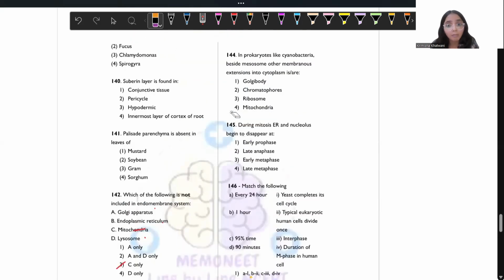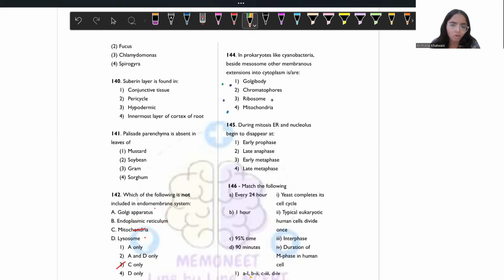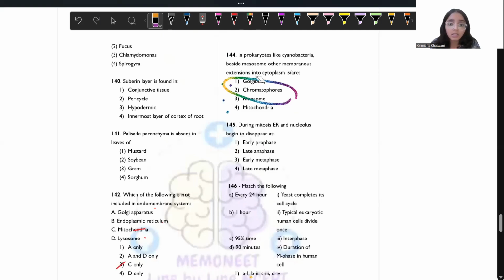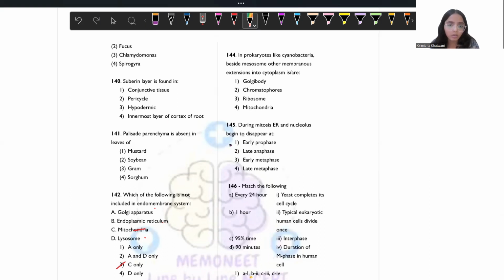Now let us see the next question. In prokaryotes like cyanobacteria, besides mesosome, other membrane extensions into cytoplasm are chromatophores. One knows that Golgi body, ribosome, and mitochondria are organelles. They are not membrane extensions. So the answer is definitely chromatophores. Next is 145. It says, during mitosis, endoplasmic reticulum and nucleus begin to disappear during prophase. Early or late? That is not an option also. So the answer is the first option, early prophase. Late prophase is not there in the options. So this is the answer to 145.